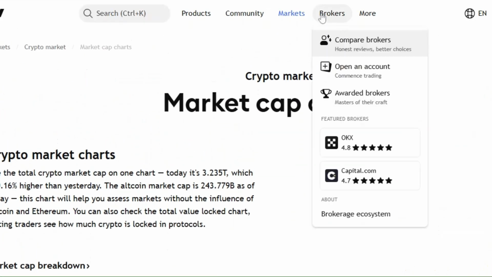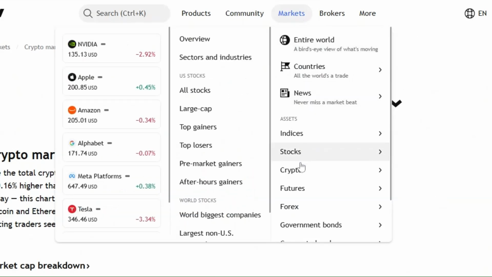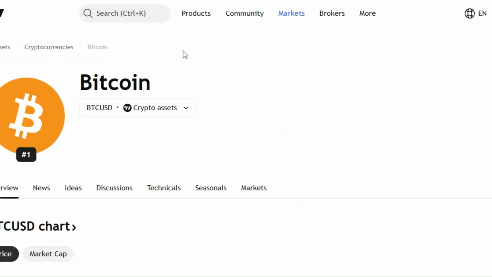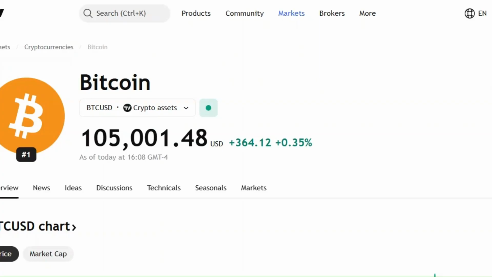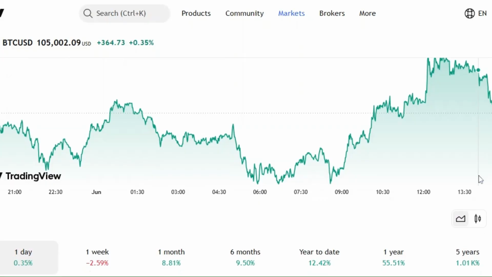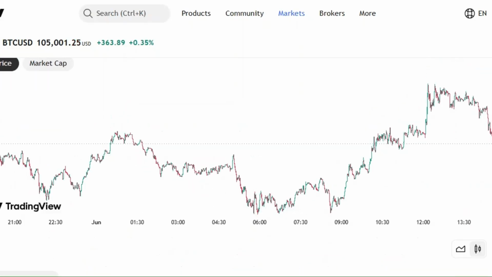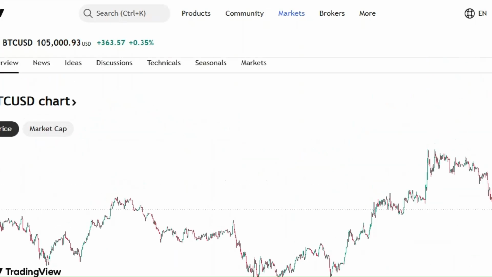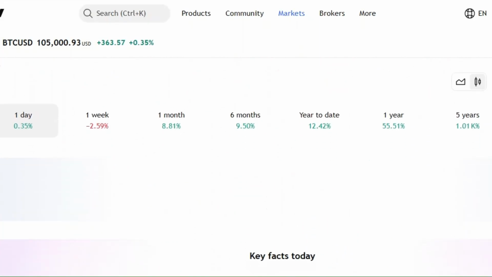Okay, let's choose a specific market. Let's choose Bitcoin, for example. You see, I choose Bitcoin. This is the chart of Bitcoin. But let's change to candles. The candle is more practical to make analysis. Okay guys, so I can choose the time of the candle. Okay, price, market cap, news, etc.